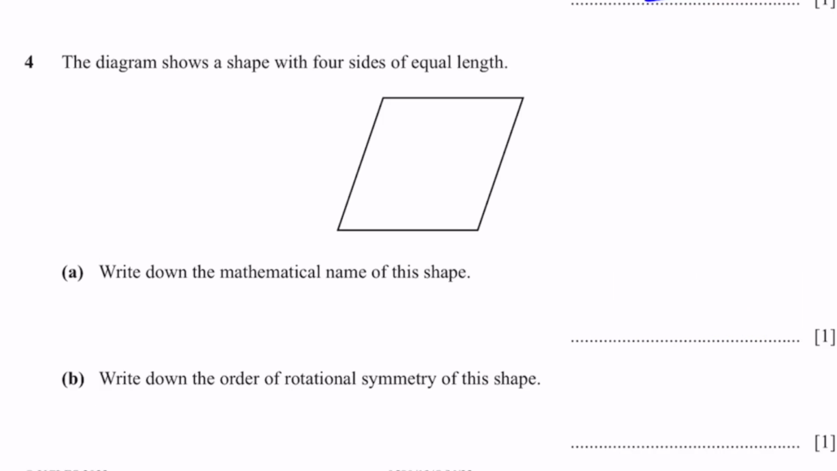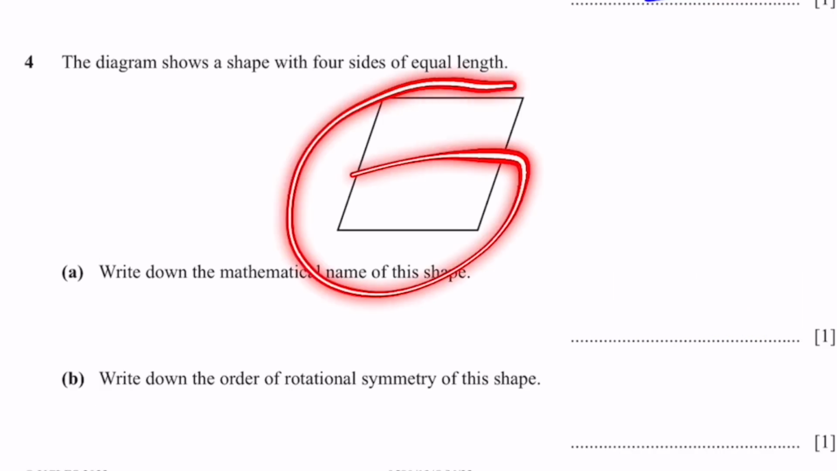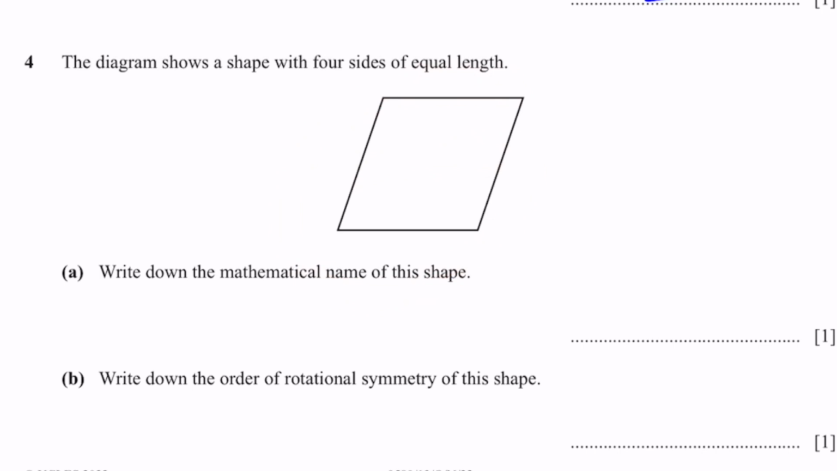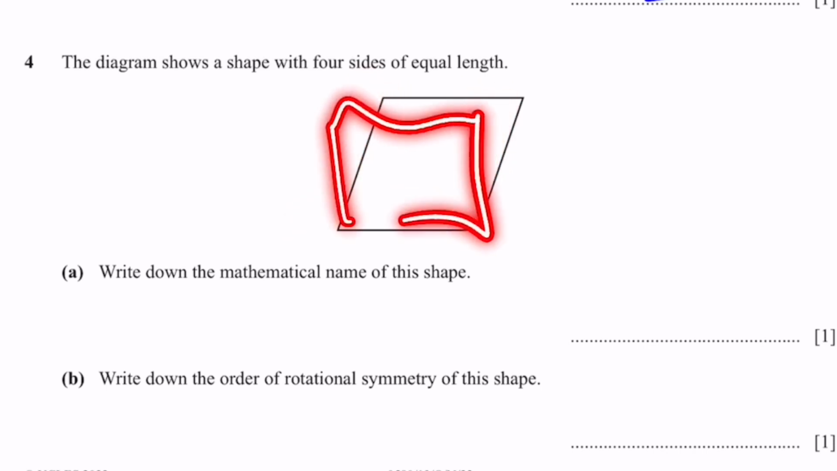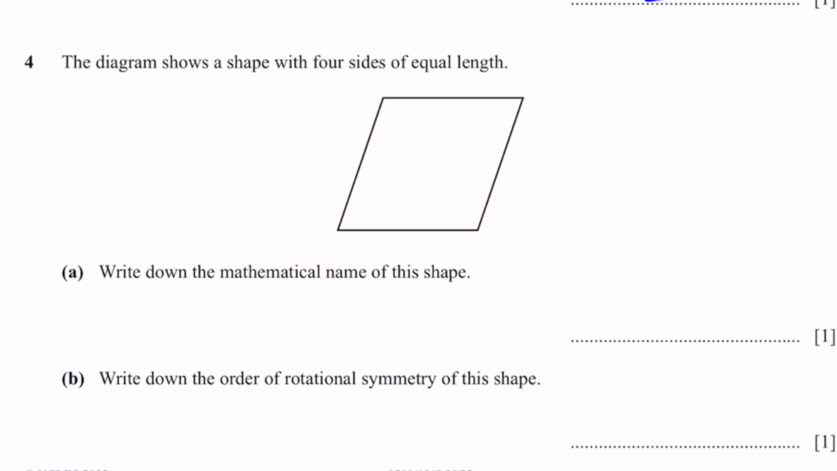The diagram shows a shape with 4 sides of equal length. A, write down the mathematical name of the shape. You might think it's a square because 4 sides equal length, but then, well, these are not 90-degree angles, so it's not a square. That's why it is a rhombus. That's the answer.